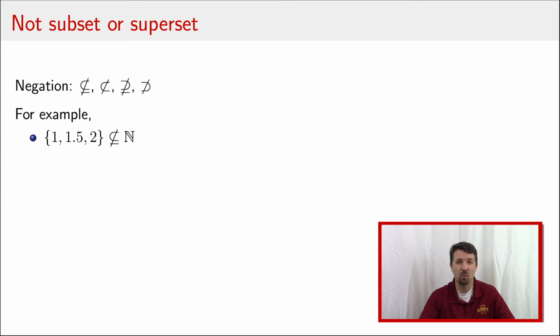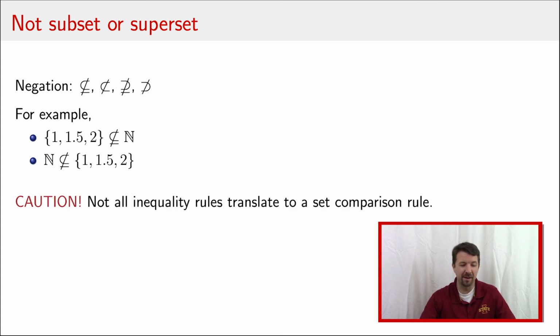So the set 1, 1.5, and 2 is not a subset of the natural numbers. It also is true, though, that the natural numbers are not a subset of the set 1, 1.5, and 2. And now this brings up an important point when using these not versions of the symbols. You need to be a bit cautious here that some of the inequality rules that you might want to translate into set comparison rules don't always hold. In particular, they don't hold for those set comparisons that use the negated version with a slash through it.